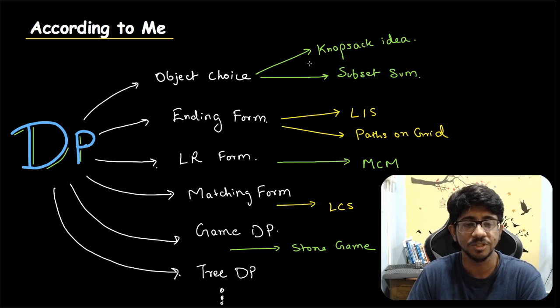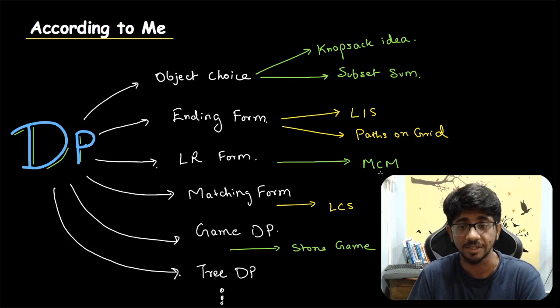And if I just give you a simple example, for object choice, you have knapsack and subset. For every object you have a choice of whether you take it into the subset or you don't take it, and according to that the whole choice is made, and you have to optimize some function. Then ending form, like what is the best ending solution at a particular endpoint, and so on.